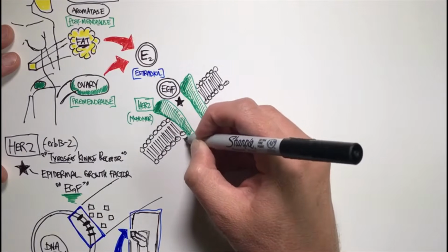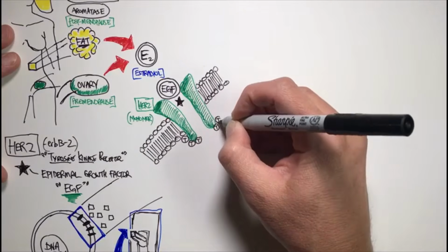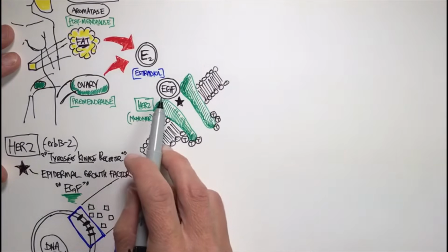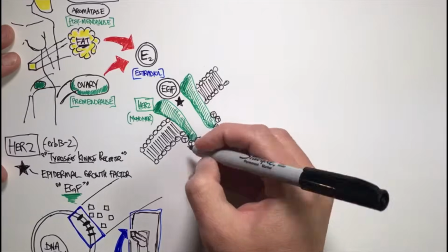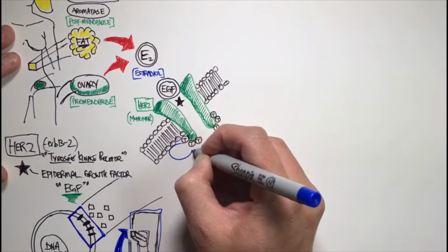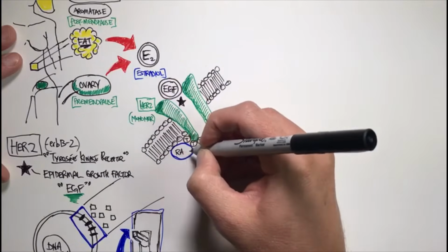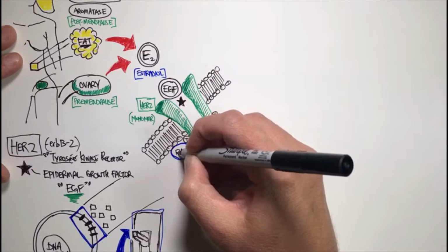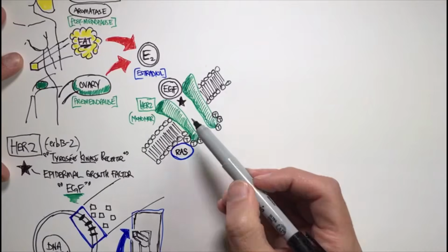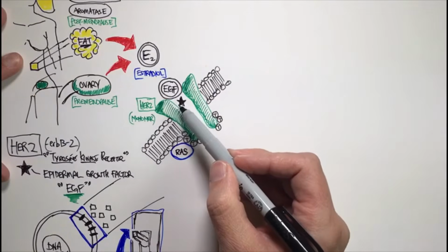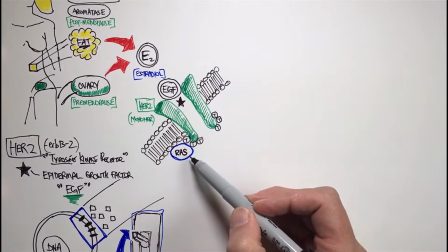And I mentioned previously, we see it's a tyrosine kinase receptor. And what that means is on the interior aspect of the HER2 receptor, we find these tyrosine residues. And they're very important because they are connected to a protein called RAS. It's immediately on the inside of the cell, very close to the tyrosine residues on the HER2 receptor.